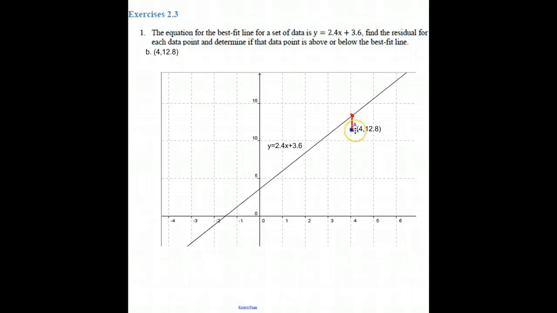Well, we already kind of told you right here that it's below the best fit line. Let's see how that makes sense. This distance, this red line, indicates the distance from the actual data point to the predicted data point on the best fit line. That is our definition of a residual. So this distance is our residual, the distance from the actual to the predicted.